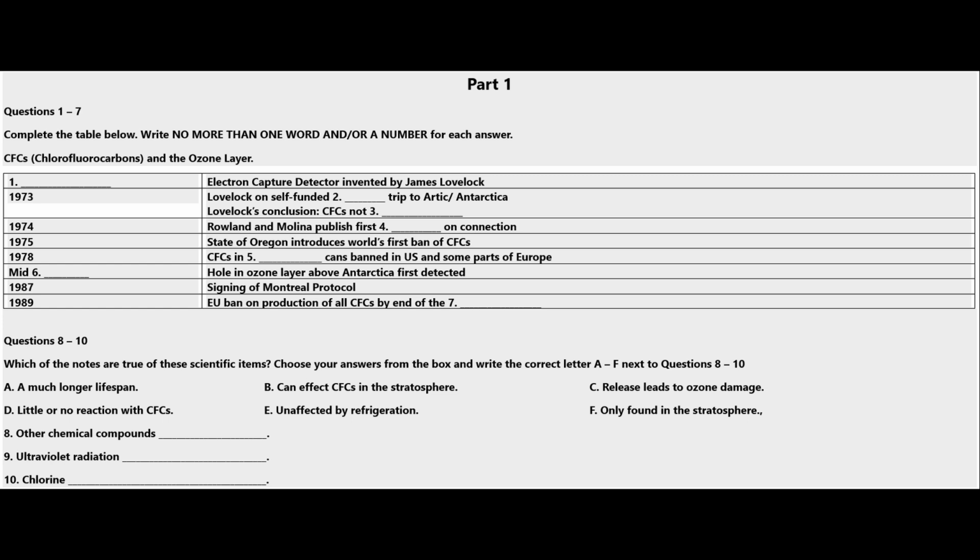It was in the mid-1980s that scientists in Antarctica observed a huge depletion in the ozone layer above them, often called the hole in the ozone layer. This led, in 1987, to the signing of the Montreal Protocol, which called for further reductions in the production and use of CFCs, and then, 2 years later, to a European Union agreement to ban the production of all CFCs by the end of the century.